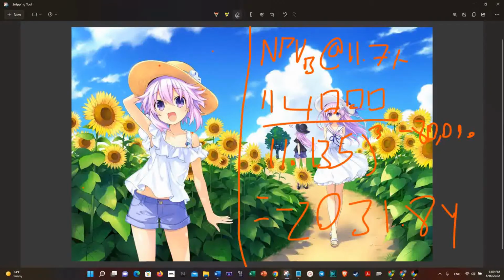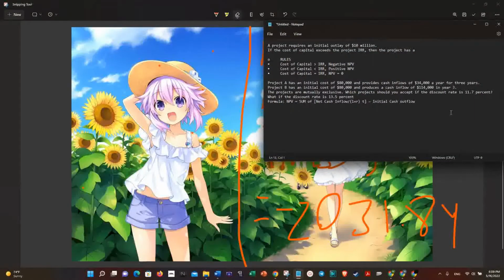Yes, that makes sense. Because at 11.7% it's positive, whereas at 13.5%, they're both negative, both projects A and B. Got it. All right. Yeah, you're doing great. Yeah, that sounded correct. Okay, because remember, if you guys have questions, just speak up, okay? Feel free to interrupt me. That's part of why you're here.